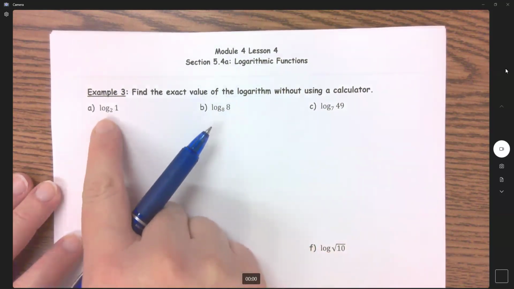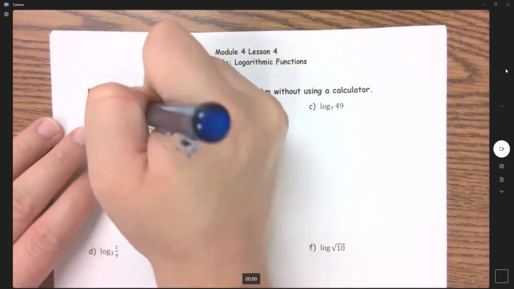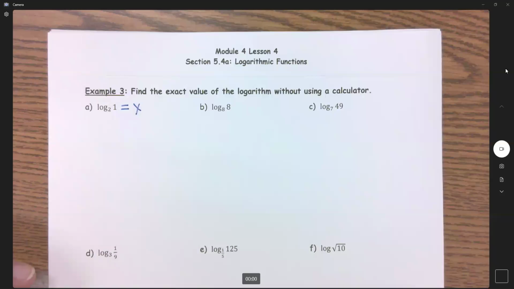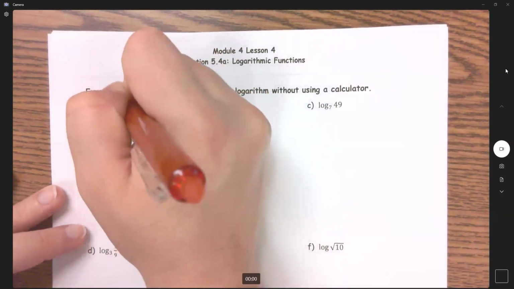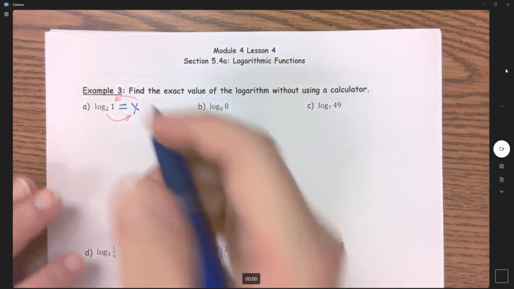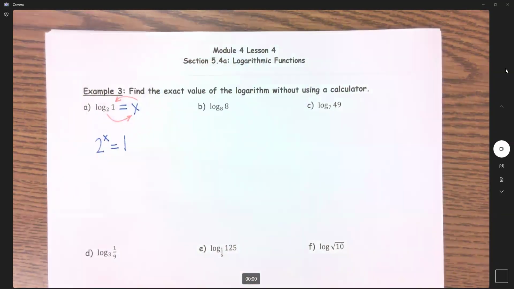So log base 2 of 1, I don't know what that equals. So I'm going to make this equal x, some unknown. And now I'm going to rewrite this as an exponential. So we go base to the other side of the equals will equal what's left over. This is the same as 2 to the x equals 1. Now, most of these, we are going to be using that property of when we have the same base, that the exponents equal each other.